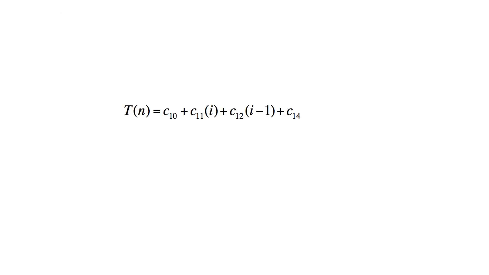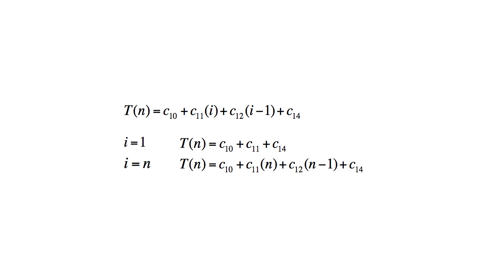Going back to our example, we substitute the values of I depending on the case that we're looking at. For the best case, I is equal to 1, reducing the T of n to this. For the worst case, I is equal to n, making T of n like so. Now the average case is actually anything in between these two.